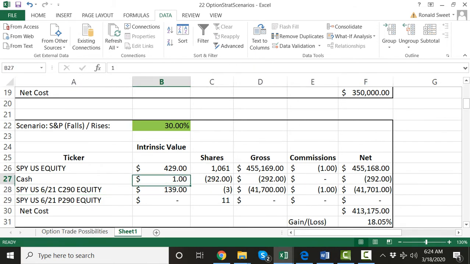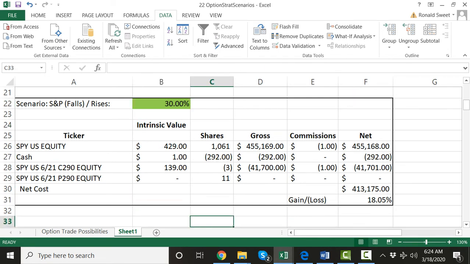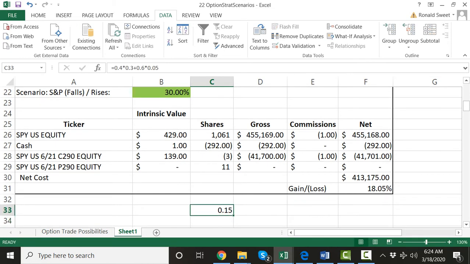So again, I'm not comparing this to investing in stocks. I'm comparing this to investing about 40% in stocks and about 60% in bonds. And so let's look at the scenarios. If the stock market were to go up 30%, this strategy would have made about 18%. Well, if you think about that, 40% times 30% plus 60%, let's say the bond market made about 5%, your 40/60 portfolio would have made about 15%.